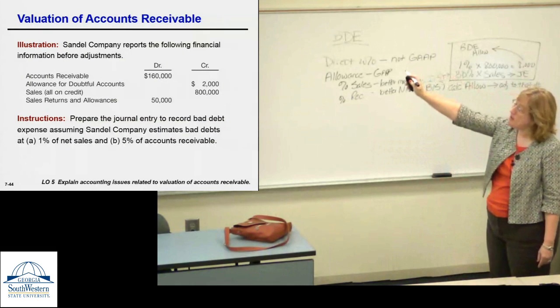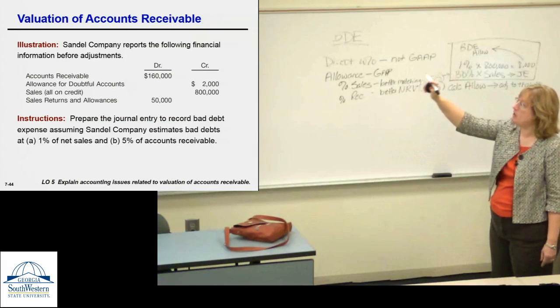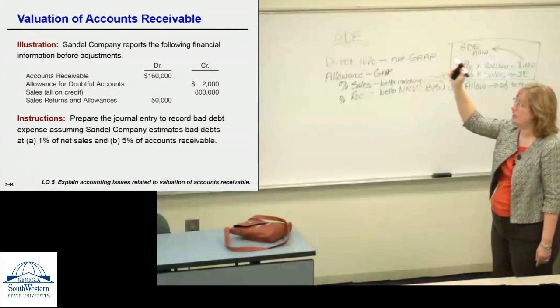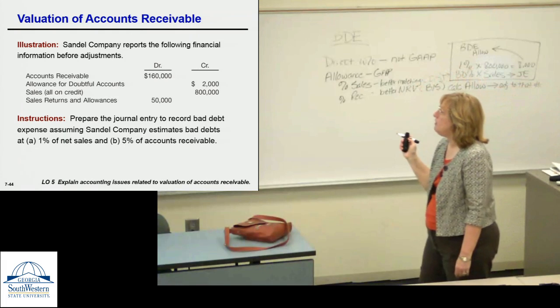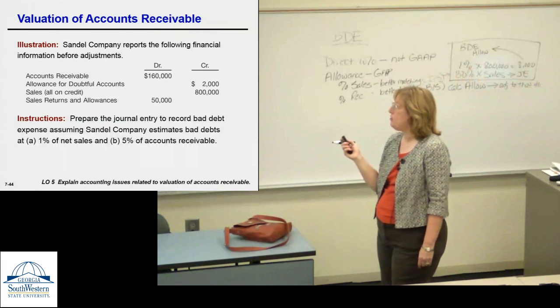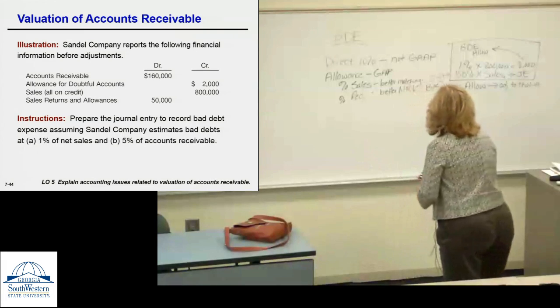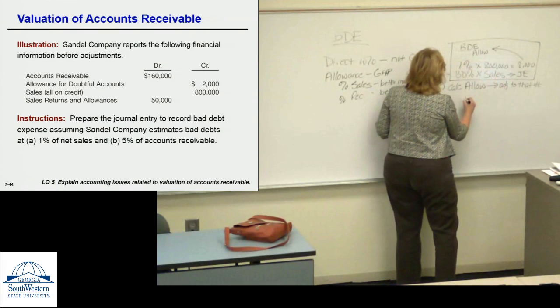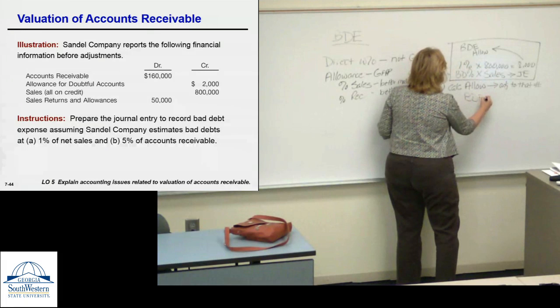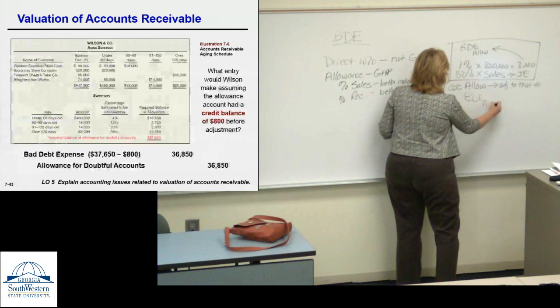So if we have this situation where we have this much in accounts receivable, this much in the allowance account, and we had a bunch of sales, what kind of journal entry would we have? Oh wait, you know what I meant to do? What does the journal entry down here look like? The journal entry down here is the same thing, bad debt expense and allowance, right?